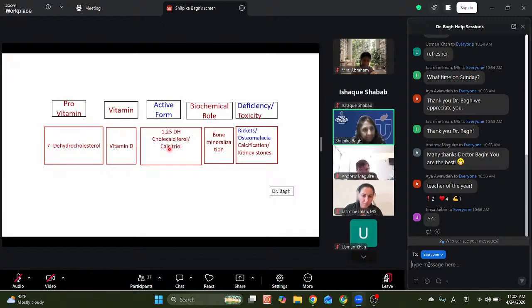Is there anything about the active form? Deficiency. So when you say the active form of vitamin D is 1,25-dihydroxycholecalciferol, what is it used for? To bring calcium and phosphate to normal in serum, right? And deficiency of vitamin D causes rickets in children and osteomalacia in adults.